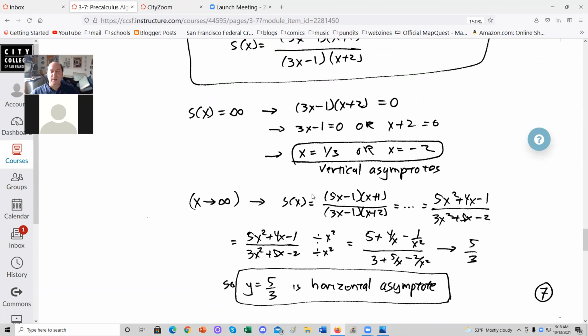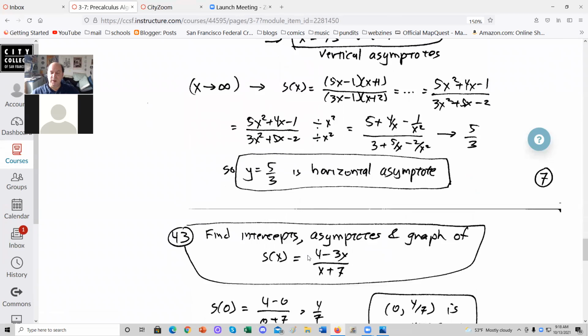Now, for a horizontal asymptote, first we'll expand both polynomials and get 5x squared plus 4x minus 1 over 3x squared plus 5x minus 2. Now, the terms after the leading terms don't really matter, because we'll divide both numerator and denominator by x squared. You get 5 plus 4 over x minus 1 over x squared over 3 plus 5 over x minus 2 over x squared. All these terms over x go to 0 when x approaches infinity. So the result is 5/3. There it is. So 5/3 is the horizontal asymptote.